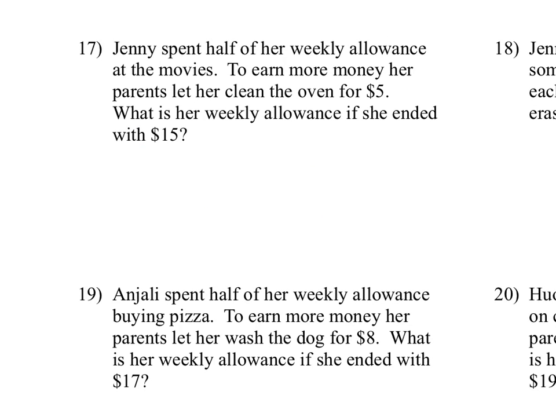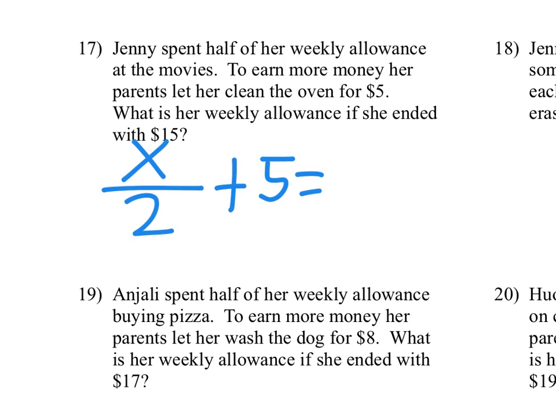Jenny spent half of her weekly allowance at the movies. To earn more money, her parents let her clean the oven for $5. What is her weekly allowance if she ended with $15? Again, we don't know the weekly allowance, but we know that she spent half of it. Afterwards, she cleaned for an additional $5. She now has $15 left over.